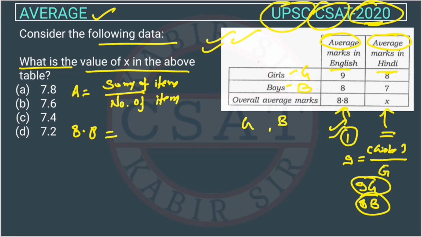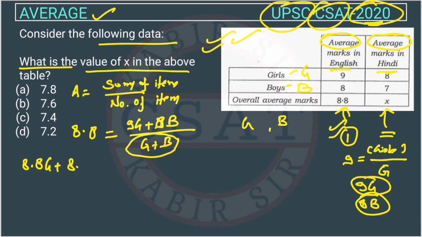And here, the sum of girls and boys. So the sum of girls is 9G and the sum of boys will be 8B, upon the number of girls G and the number of boys B, so these are the total number of students. So now this will be 8.8G plus 8.8B is equal to 9G plus 8B.